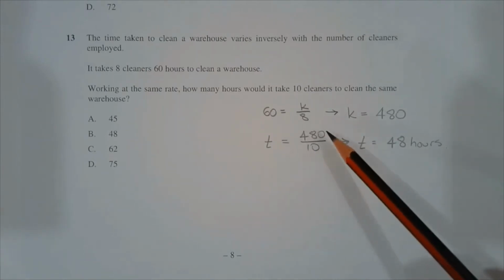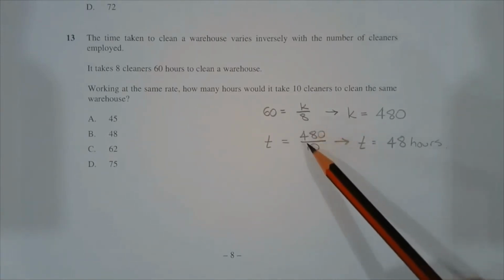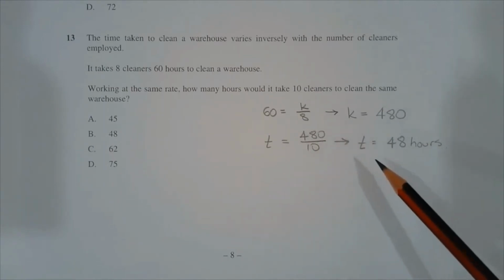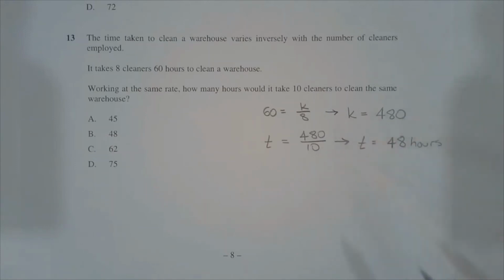T is equal to 480 divided by 10, and 480 divided by 10 is equal to 48. So it would take 10 cleaners 48 hours to clean the warehouse at the same rate. So therefore the answer is option B.